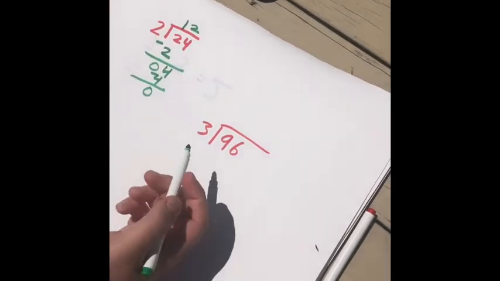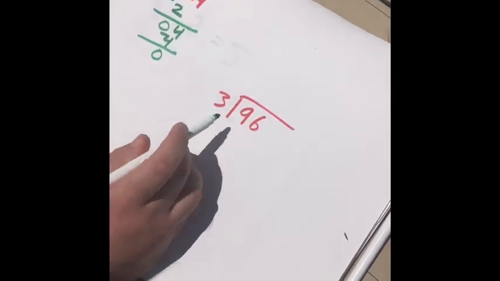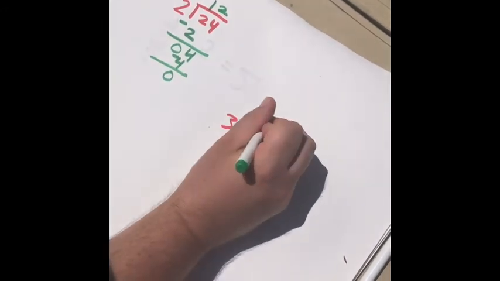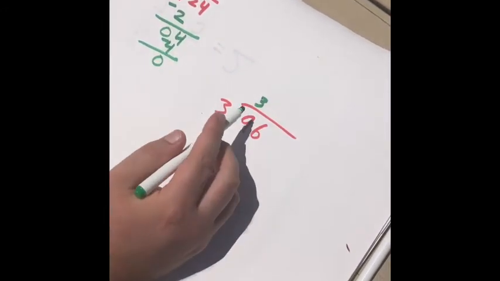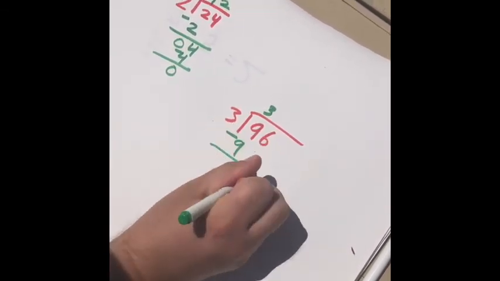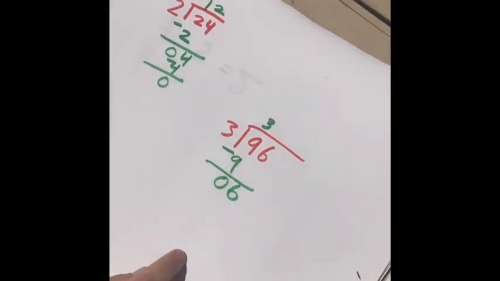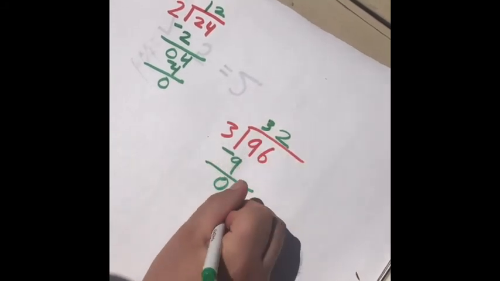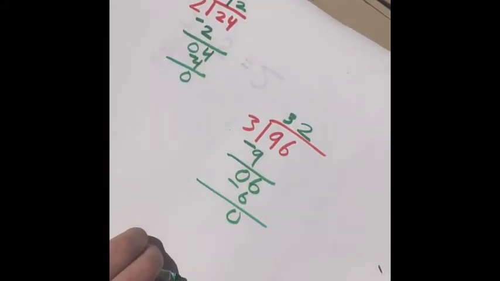Now over here we have a bigger number. We have 96 divided by 3, but it's just as simple. 3 goes into 9 3 times. Again, use your multiplication charts to help you out with this. 3 times 3 is 9. So we subtract, we get 0, and we bring down the 6. 3 goes into 6 twice. 2 times 3 is 6, which gives us 0 when you minus it. So the answer is 32.